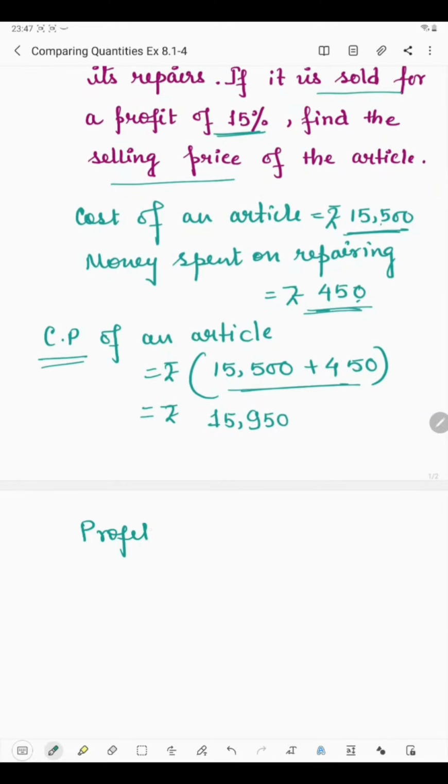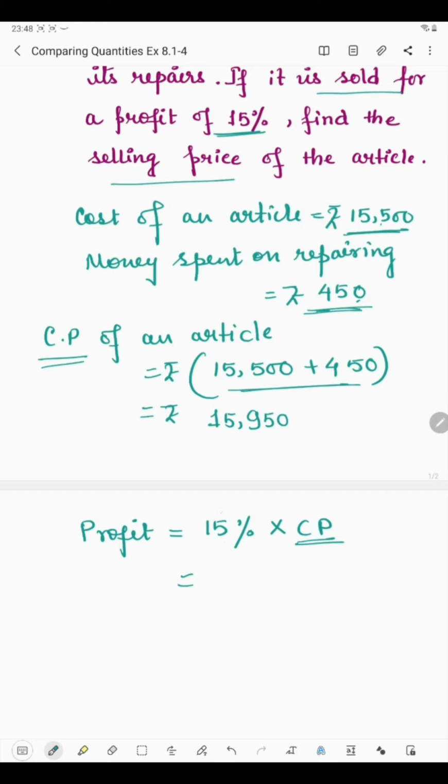So profit will be profit percentage, which is 15%, multiplied by CP. Now this will be always on CP. Profit percentage will be always on CP. Okay. Or if they make loss percentage, then that also will be always on CP. Okay.